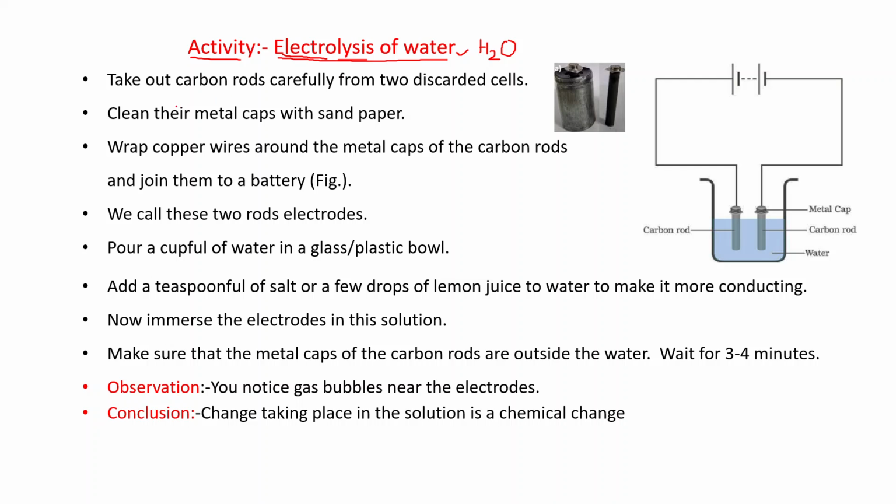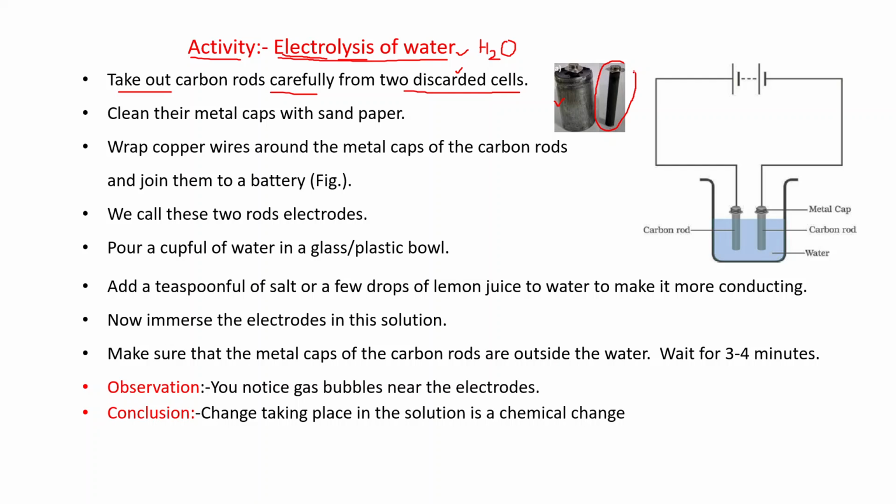Let us see how. Take out carbon rods carefully from two discarded cells. Discarded means cells which are not used. जो cell खराब हो गए हैं, dry cell, torch में जो हम cell काम में लेते हैं. Okay, this is a discarded cell and this is a carbon rod.